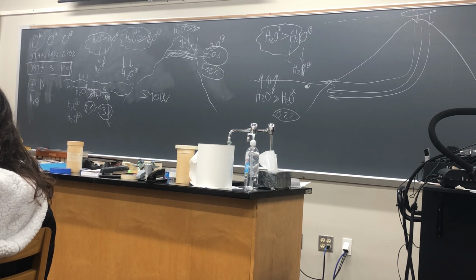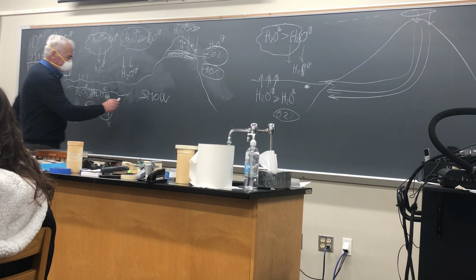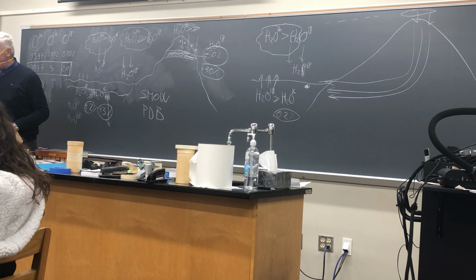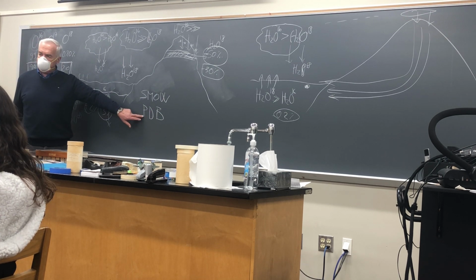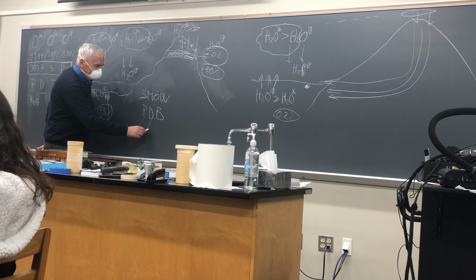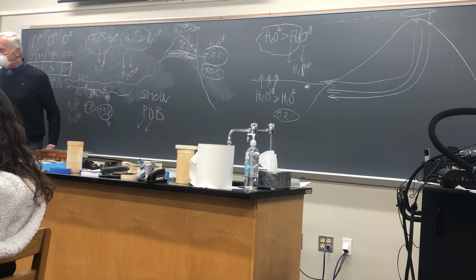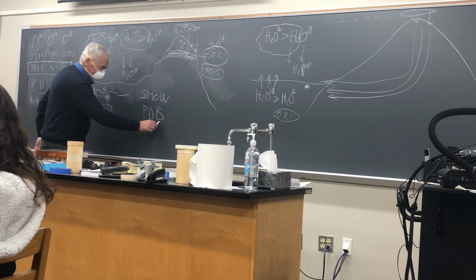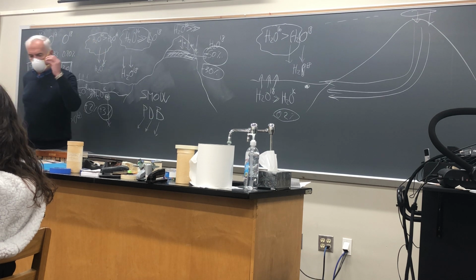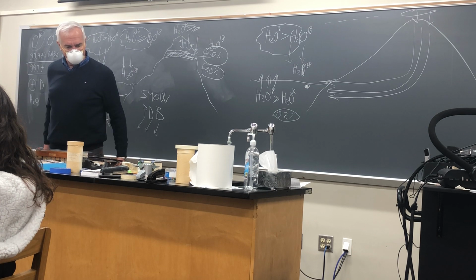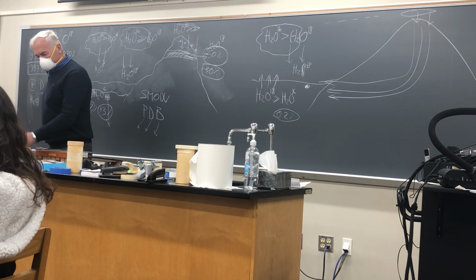Okay? The other one is the PDB standard, which stands for PD formation, which is Cretaceous in age. B stands for belemnite. So there is a belemnite fossil that looks like a little bullet. You will learn belemnite later. In the drawers you're looking for it.